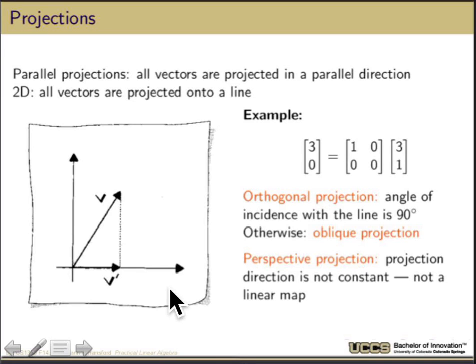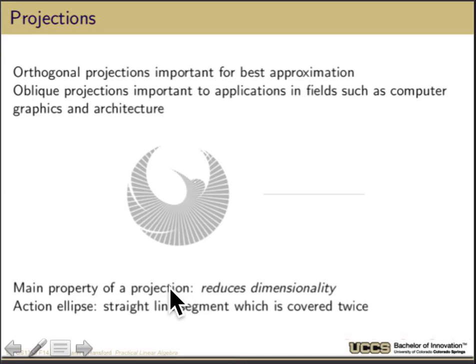Now, this simple class of orthogonal projections is still useful because it's a way for us to get the best approximation. And it has lots of applications in fields like computer architecture, computer graphics, computer vision. And the main property of a projection is that it reduces dimensionality. I used to have this complicated 2D shape. Now I have a 1D line, and it sort of represents some of it. And the action ellipse of this is a straight line segment which is covered twice. We sort of go there and back again because we go around a circle and map a circle into the diameter of the circle.